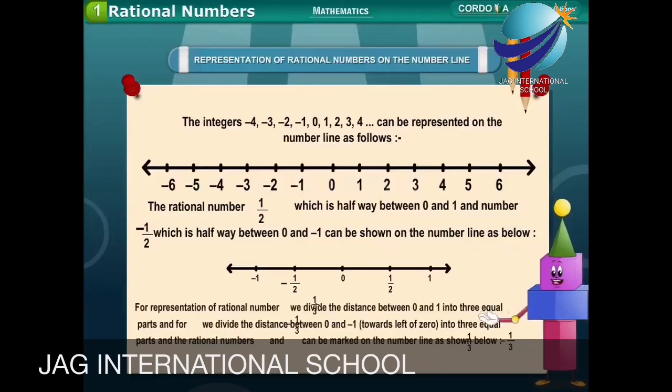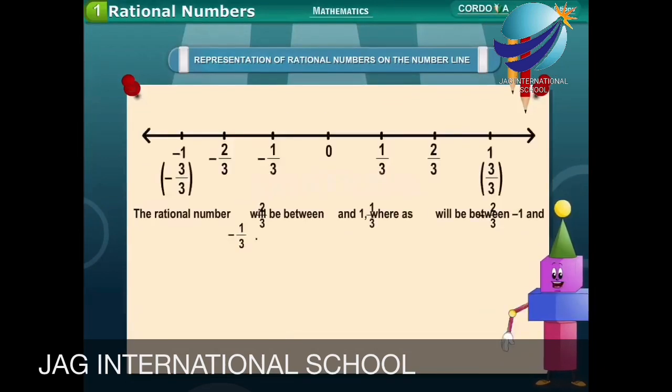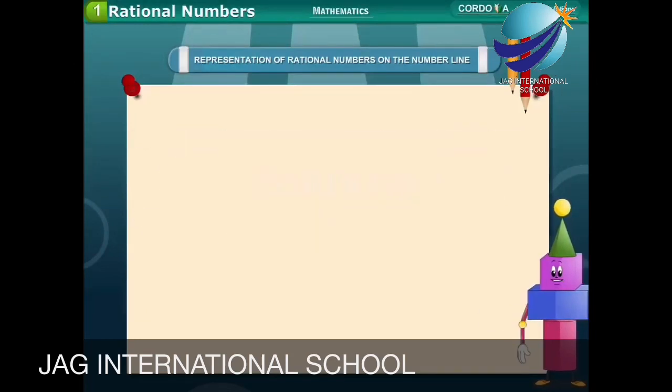For representation of rational number 1 upon 3, we divide the distance between 0 and 1 into 3 equal parts, and for minus 1 upon 3, we divide the distance between 0 and minus 1, towards the left of 0, into 3 equal parts, and the rational numbers 1 upon 3 and minus 1 upon 3 can be marked on the number line as shown below. The rational number 2 upon 3 will be between 1 upon 3 and 1, whereas minus 2 upon 3 will be between minus 1 and minus 1 upon 3.